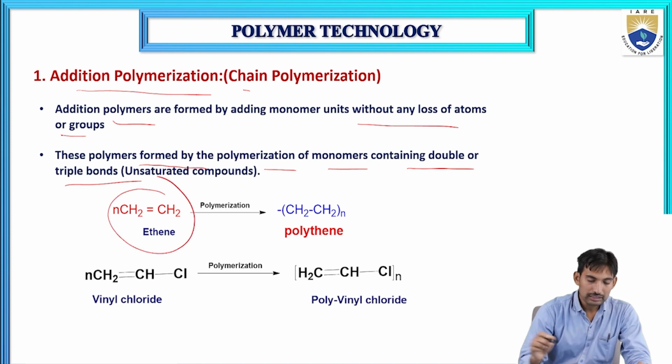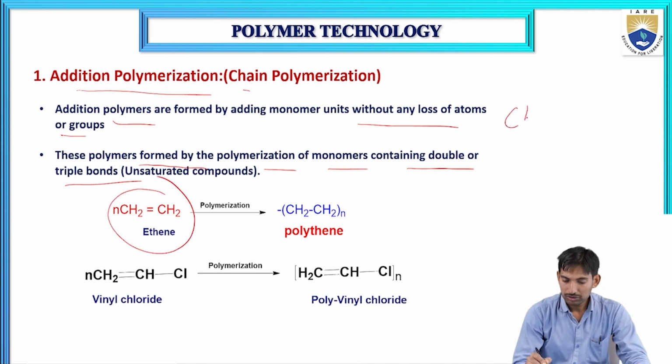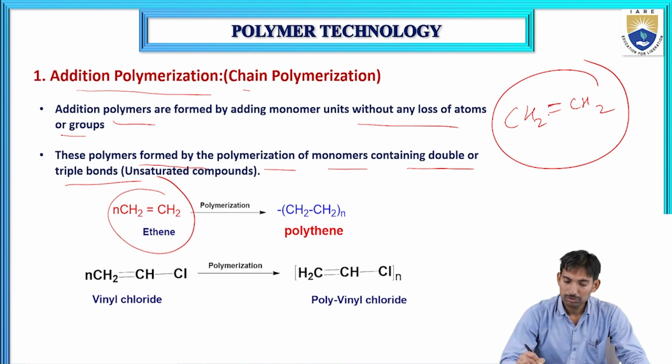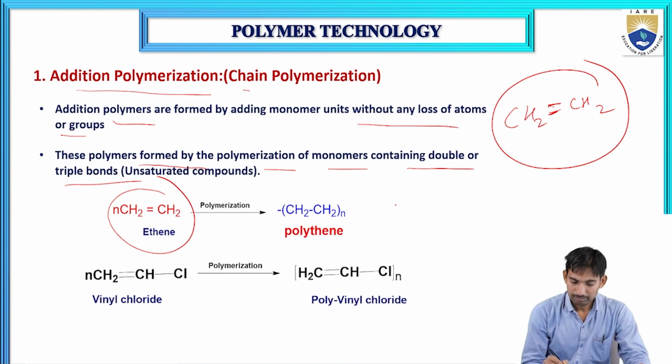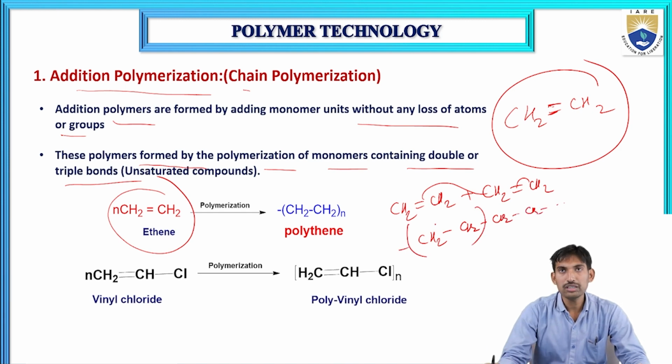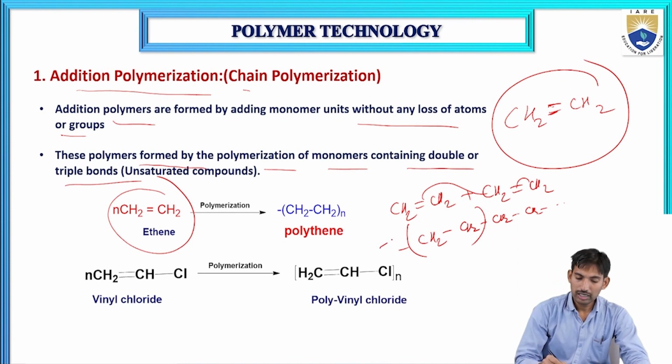Example, ethene or ethylene, CH2 double bond CH2. This is ethylene, the monomer. This monomer contains one double bond, so it will undergo polymerization and form addition polymers. If you take one more monomer, these two are linked together, forming CH2 single bond CH2 single bond CH2 single bond CH2 single bond. Like that, this ethylene monomer repeats several times. It will undergo addition polymerization.